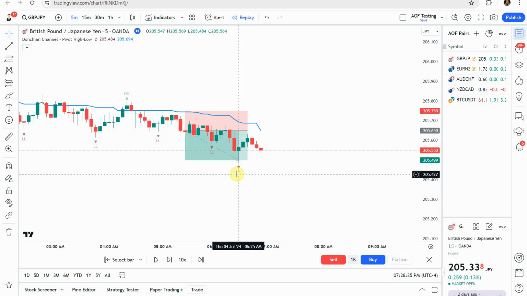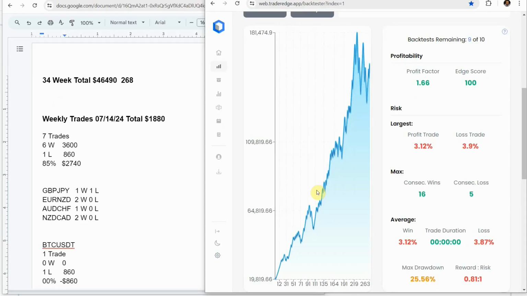Alright, let's go ahead and go over the weekly signals. This is using the Academy of Forex indicator on these 4 Forex pairs and this one crypto coin. This is on the 30-minute time frame. Each week we are keeping track of the trades the Academy of Forex indicator has signaled. And so this last week on the Forex pairs, we had 7 trades altogether with 6 winning trades and 1 losing trade, putting it at an 85% win rate.